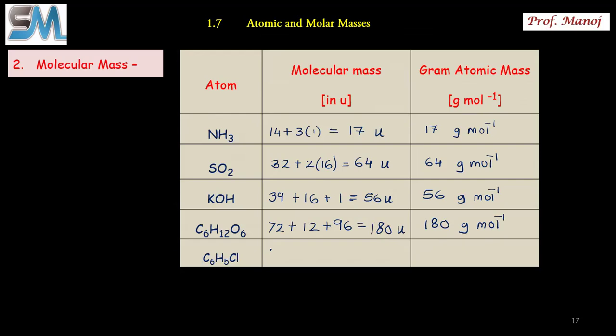Next, 6 carbon, 72. 5 hydrogen, 5. Chlorine 35.5. So it's 72 plus 5 plus 35.5. Total is 112.5 U or 112.5 gram per mole.